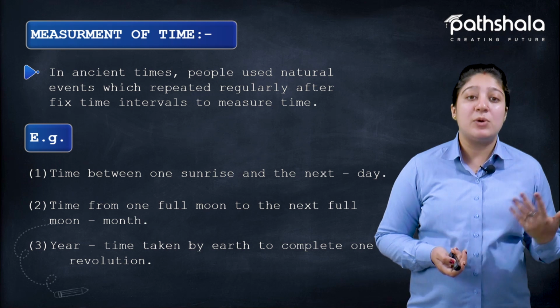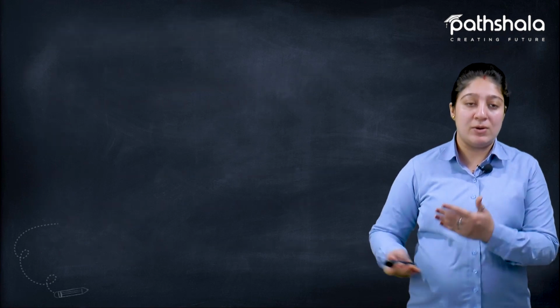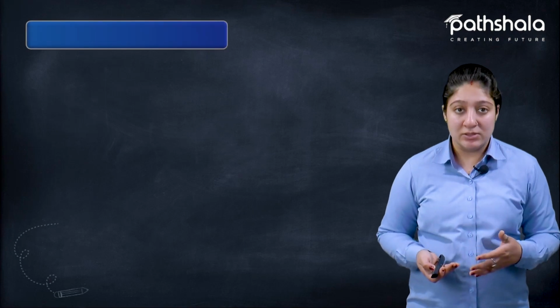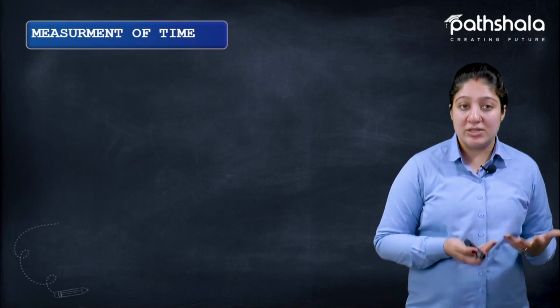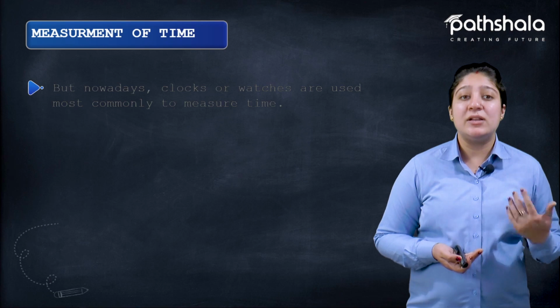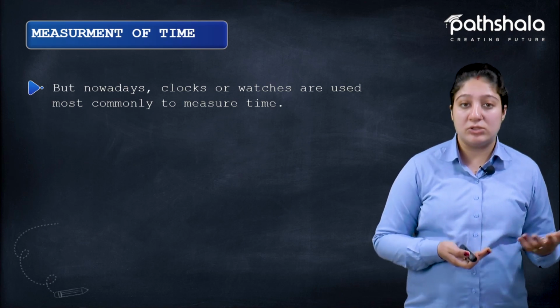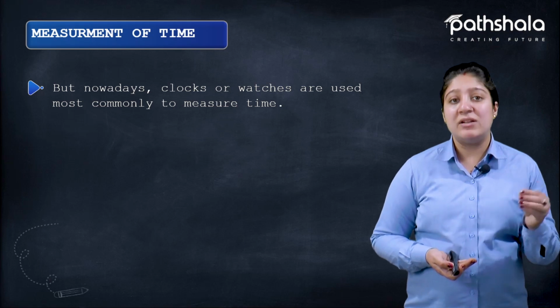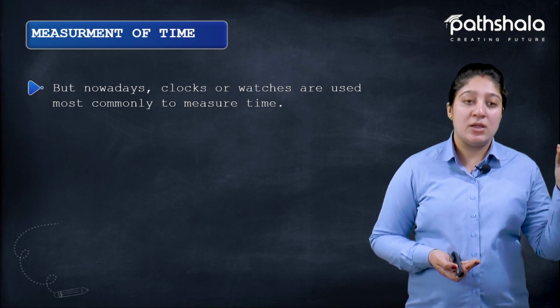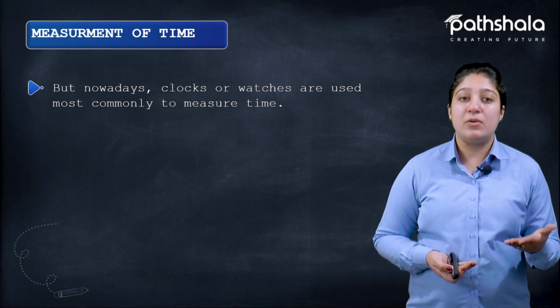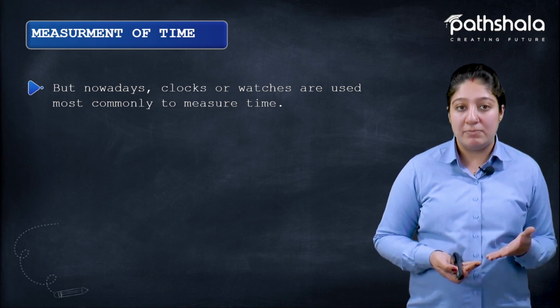But nowadays the major change that has come is the different devices with which we measure time. So what are the different devices which are used to measure time? Our clocks or watches give us the exact time, like what time it is right now, if it is 1 p.m. or 2 p.m., 3 p.m.